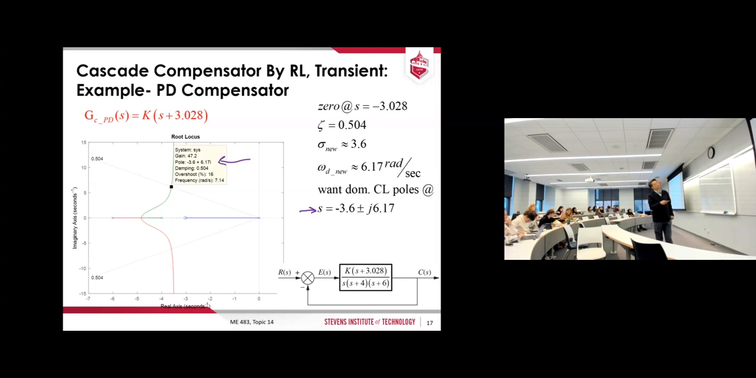And then this met the new design point, which is negative 3.6 plus minus 6.17j, where K is 47.2. And of course, this is the down point for overshoot 16%, so that's there. So you have everything. And damping 0.5. Okay. Very good, isn't it? Very good.